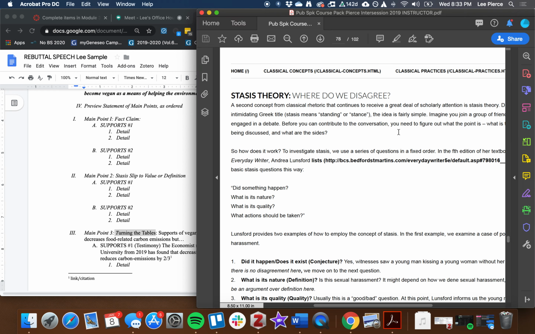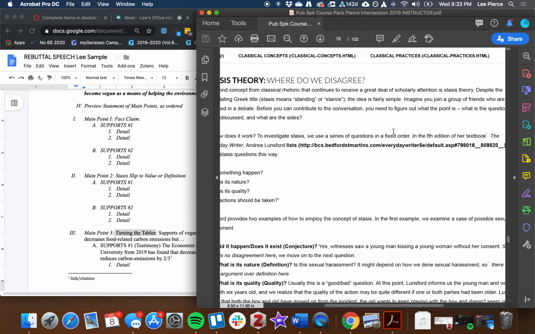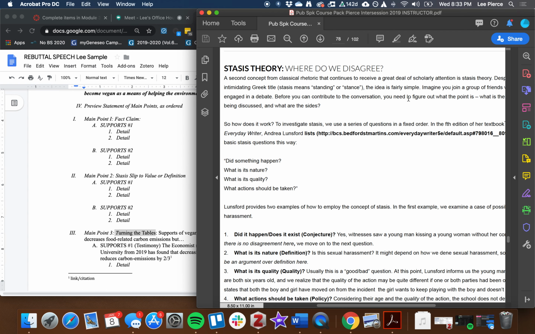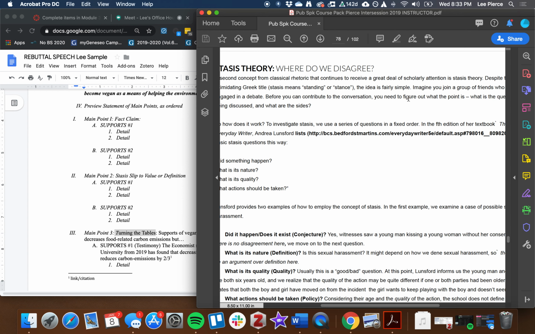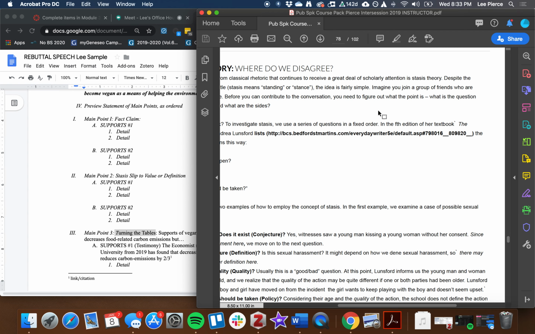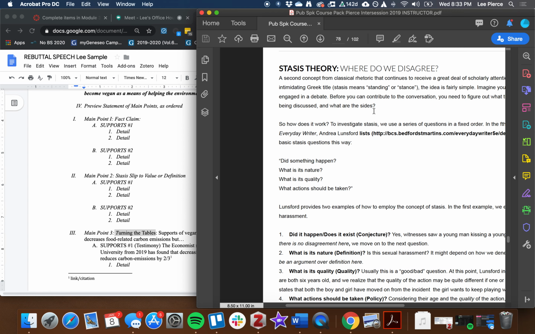All right, so Stasis theory, which means sort of like your stance or your standing, is basically a theory of different issues that need to be debated when you're deciding on any kind of decision. The example they give is like you're standing with a group of people and you're debating something. It could be where to go to dinner. It could be, I don't know, who the best superhero is, whatever. Before you can contribute to the conversation, you need to figure out what the point is. Like, what's the question being discussed and what are the sides?